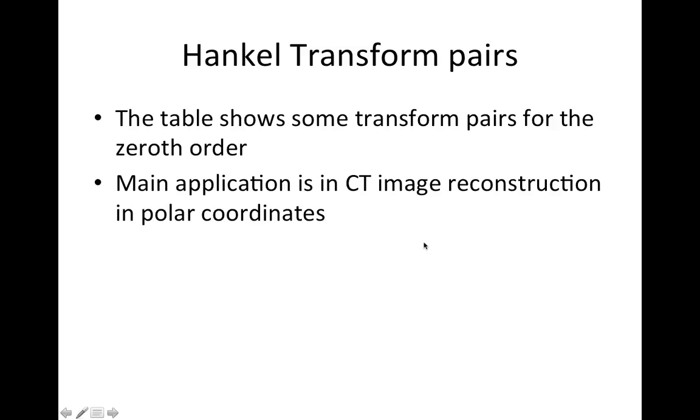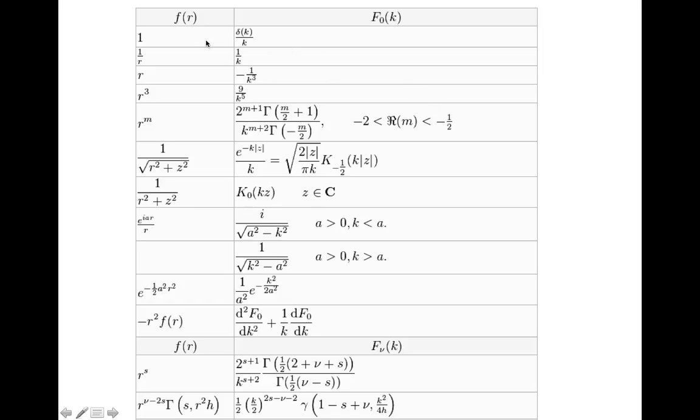The Hankel transform, there's a table given on the next slide that shows some common transform pairs. Its main application is in computer tomography image reconstruction in polar coordinates, so it's used in image processing. Here are some transform pairs for the Hankel transform. Here's the original function. In this case, it's given as a function of r, radial geometry, and then the output function is what's referred to as k-space, which is like a frequency, sort of an inverse radial coordinate system.